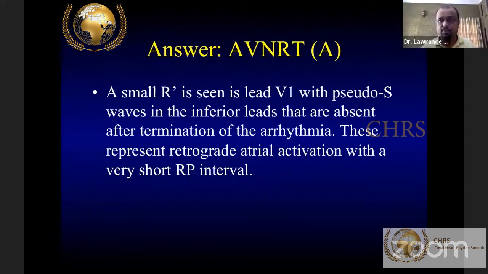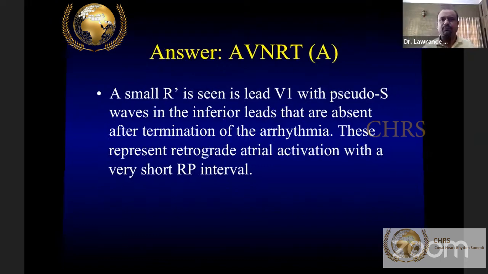But there are some times you may not be able to induce the arrhythmia in the lab. But if you have seen a clear-cut ECG, which is so typical of AV nodal re-entry like this, pseudo R and pseudo S pattern, you can go ahead and ablate the slow pathway because this is so confirmatory of AV nodal re-entry by just looking at the surface ECG.